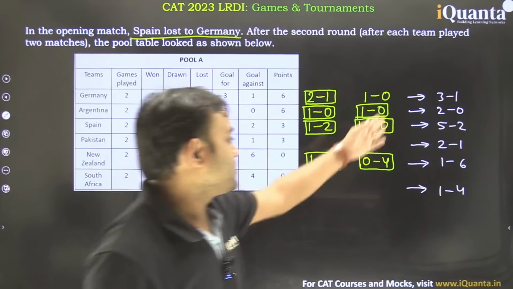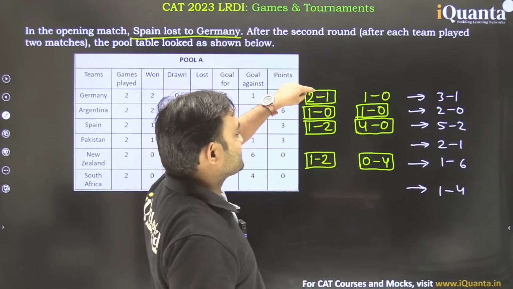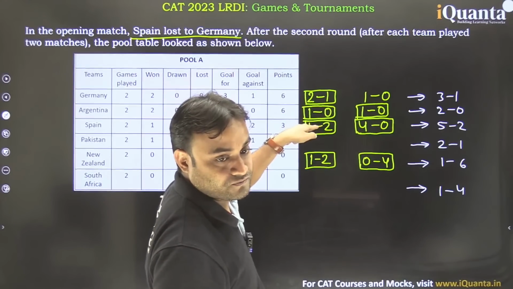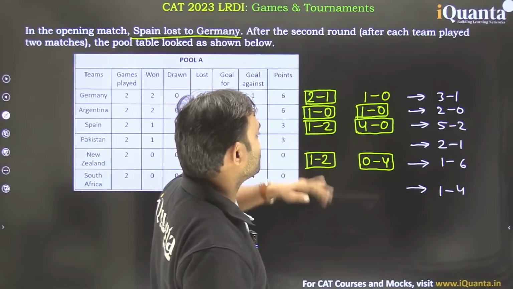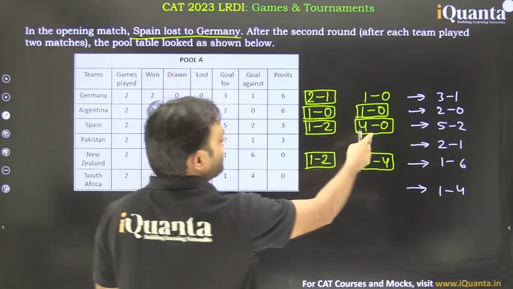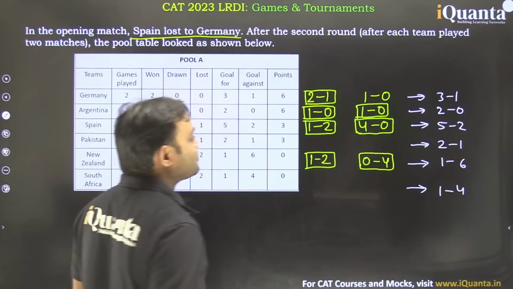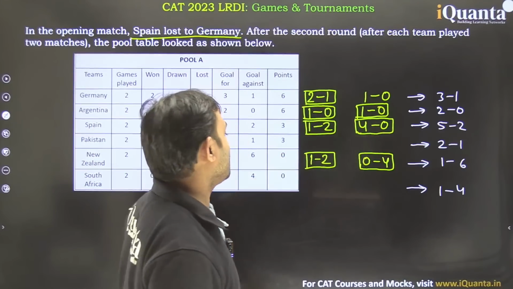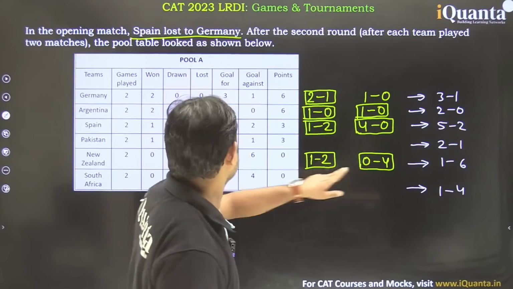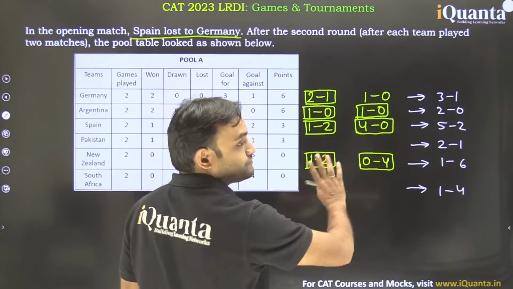Okay, these are the possibilities. So Germany won the match against Spain by 2-1. So Spain lost the match against Germany by 1-2. So Spain lost one match by 1-2. So in the other match Spain must have won by 4-0. Now against whom could Spain have won by 4-0? We saw that it's not possible against South Africa, but it's possible against New Zealand. New Zealand lost the match against Spain by 0-4.